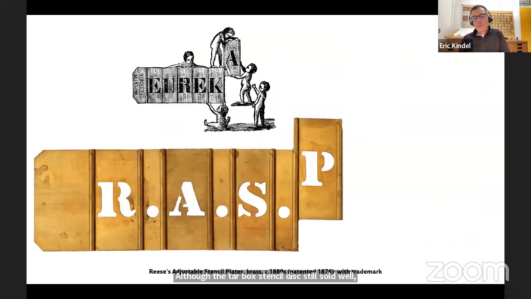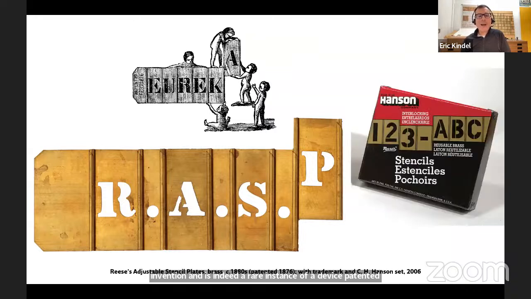But some inventions were very useful to the point of being nearly perfect in concept and in practice. And Reese's adjustable stencil plates is one such invention and is indeed a rare instance of a device patented 150 years ago that is still being made and sold today in exactly the same form by the original manufacturer.